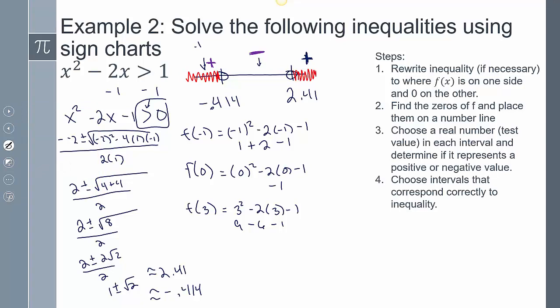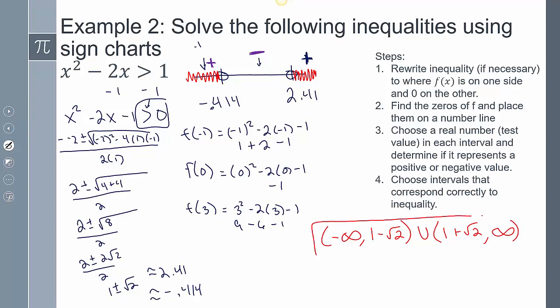So my solution is going to be negative infinity all the way to 1 minus root 2, union from 1 plus root 2 all the way to positive infinity. And I just use the exact values. And that's going to be my answer.